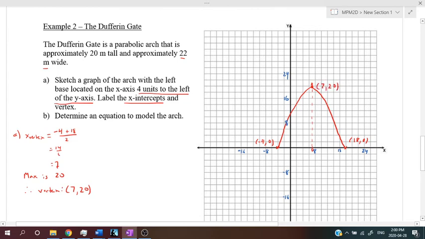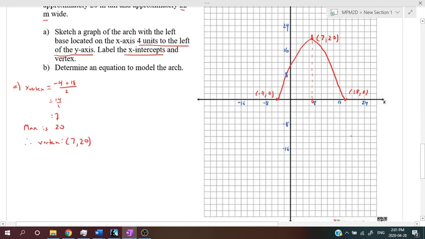Okay, so we've labeled the x-intercepts and the vertex. We've drawn the entire parabola. Let's put the equation there. Oh, we don't have the equation yet, right? So part B: determine an equation to model the arch. How are we going to do that?